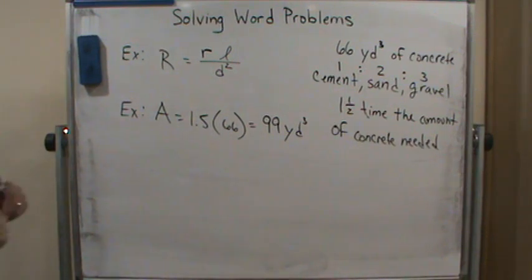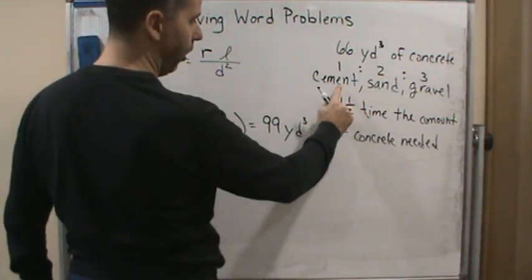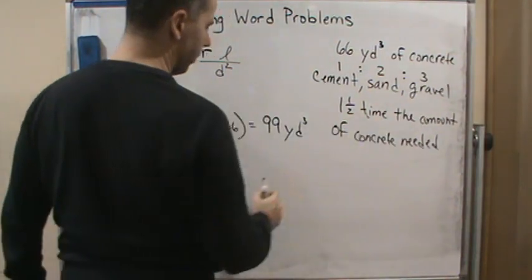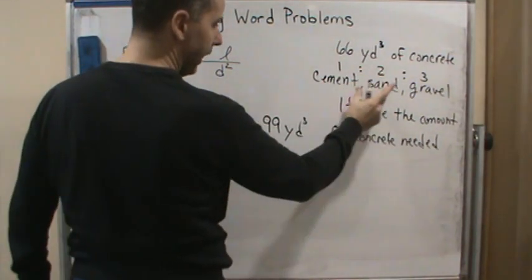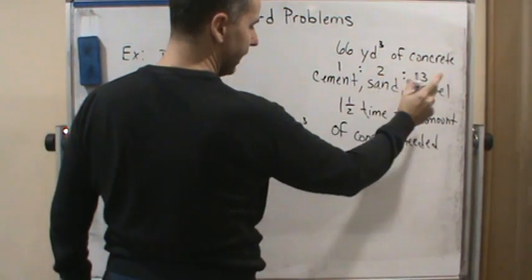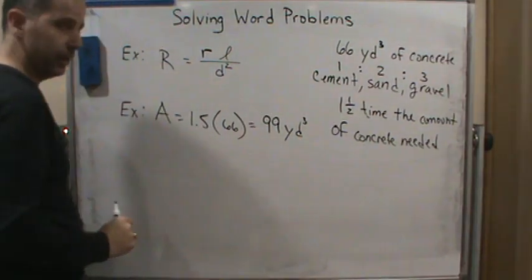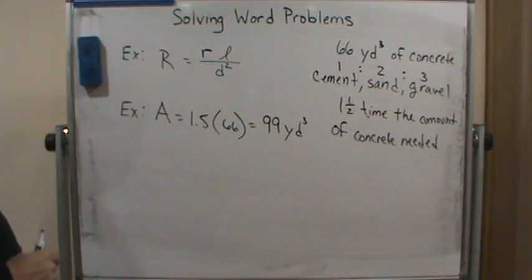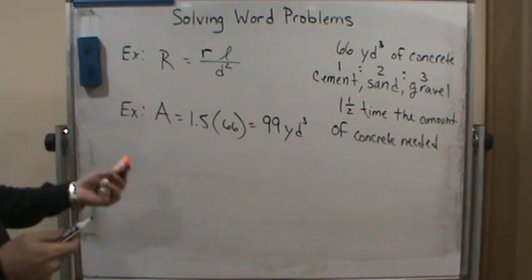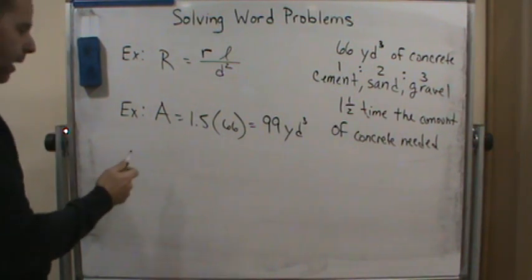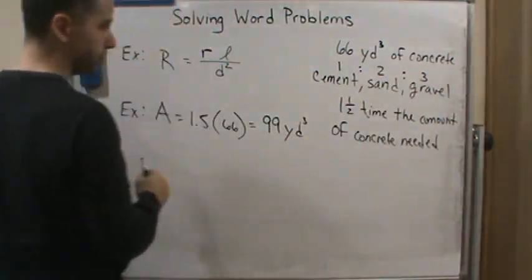Okay, so now here's the thing. This 99 cubic yards consists of all of cement, sand, and gravel. So what they want to know is how much volume of cement do we need? How much volume of sand do we need? And how much volume of gravel do we need to make up the 99 cubic yards? That's the question we need the answer to. Okay, so now we're going to use the ratio, 1 to 2 to 3.